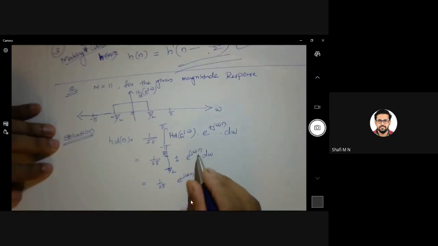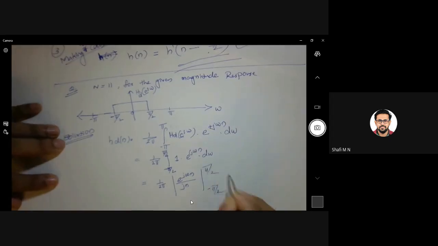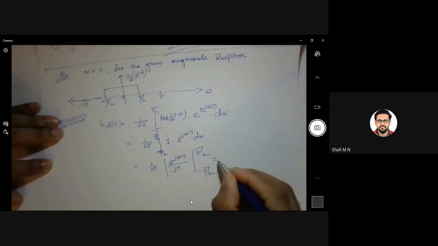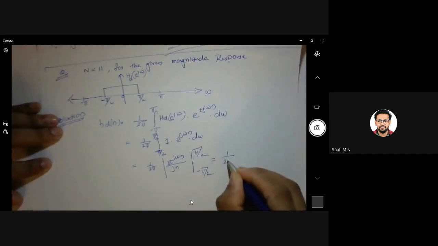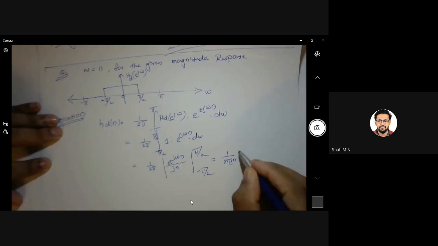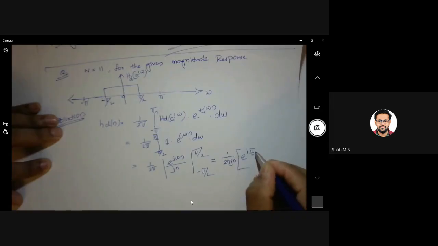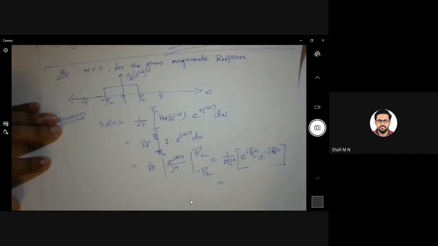So by jn will be added. Integration limit is minus pi by 2 to pi by 2. Just apply the limits. jn is in the common. I will write over here for the visibility. 2 pi jn and then into e raised to j omega. J omega can be replaced with pi by 2. j pi by 2 n minus e raised to minus j pi by 2 n. So what is this thing?